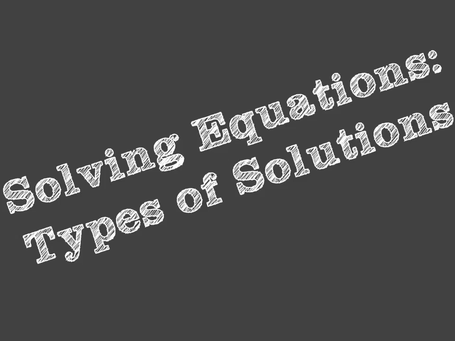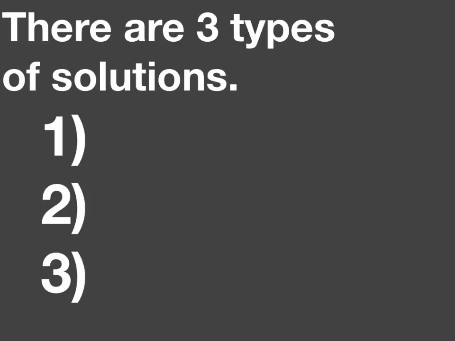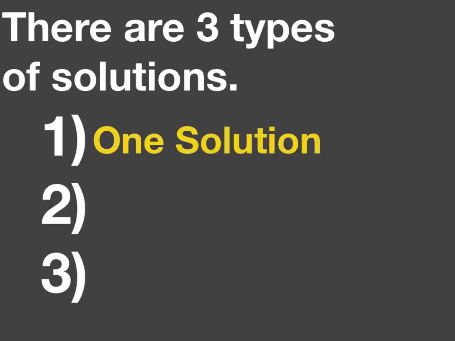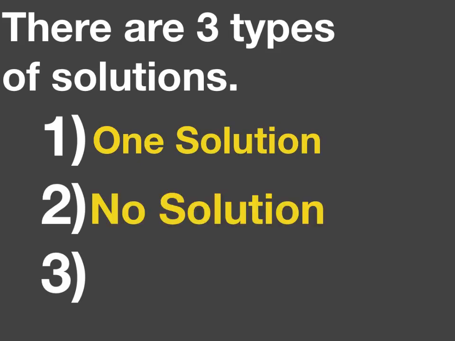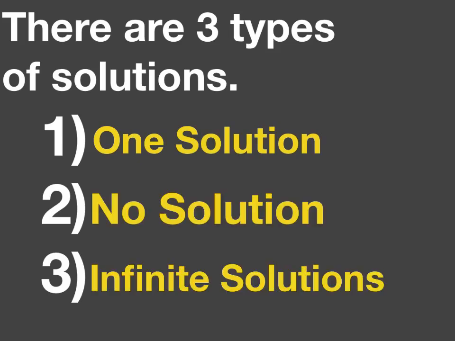Hello. This video is to go with our topic about solving equations, and it talks about the three different types of solutions that you can have after you solve an equation. So the three different types are one solution, no solution, and infinite solutions. In this video, we're going to do one example of each so that you can better understand what each one means.